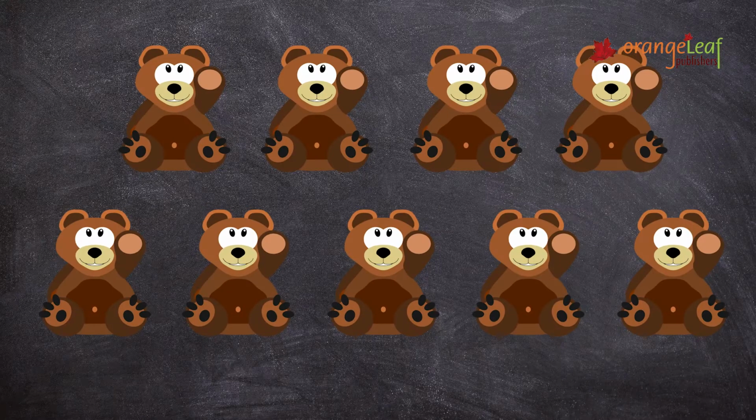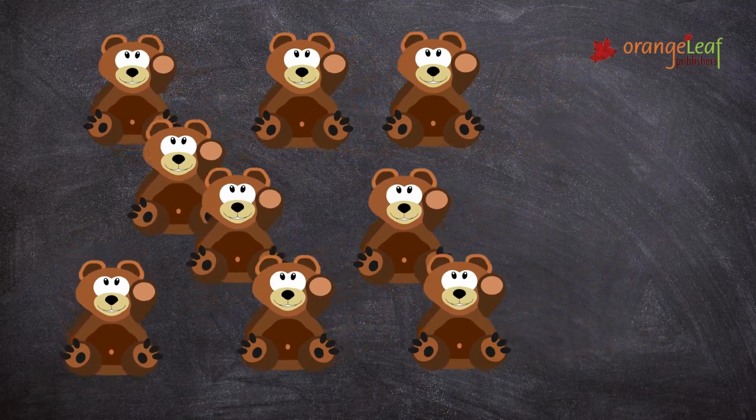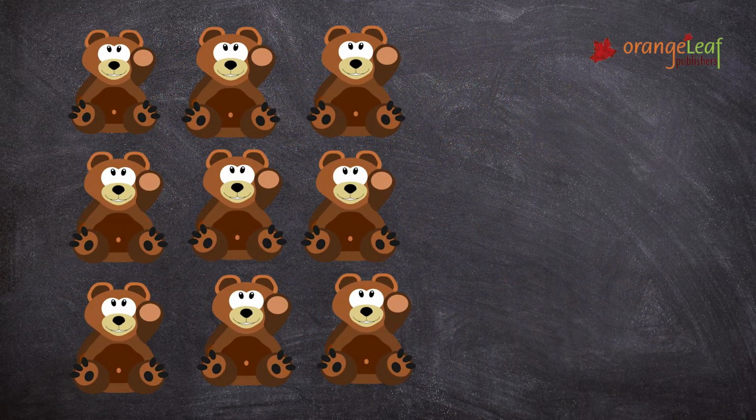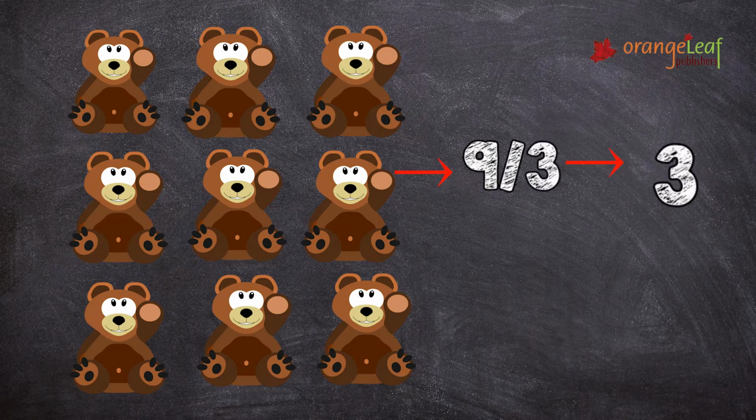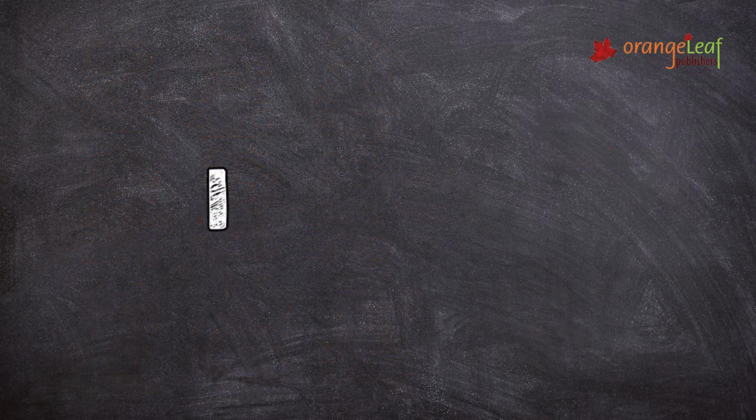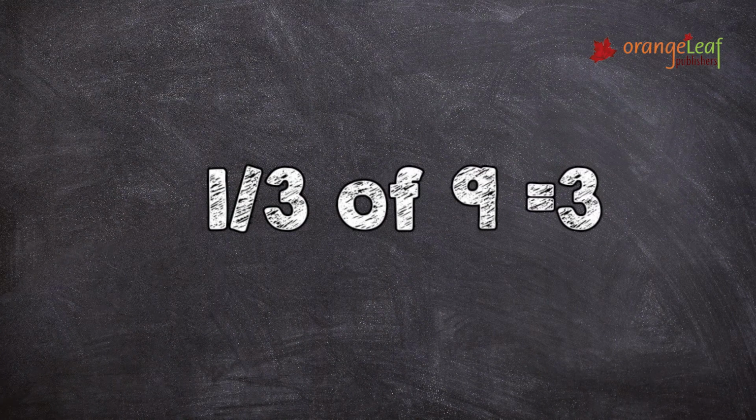Now, if you want to find 1/3 of a whole, here is what we have to do. For example, we have 9 teddy bears over here. To find 1/3 of them, we need to divide them into 3 equal groups. On dividing, we find that each group has 3 teddy bears, which means 9 divided by 3 is equal to 3. So 1/3 of 9 is equal to 3.